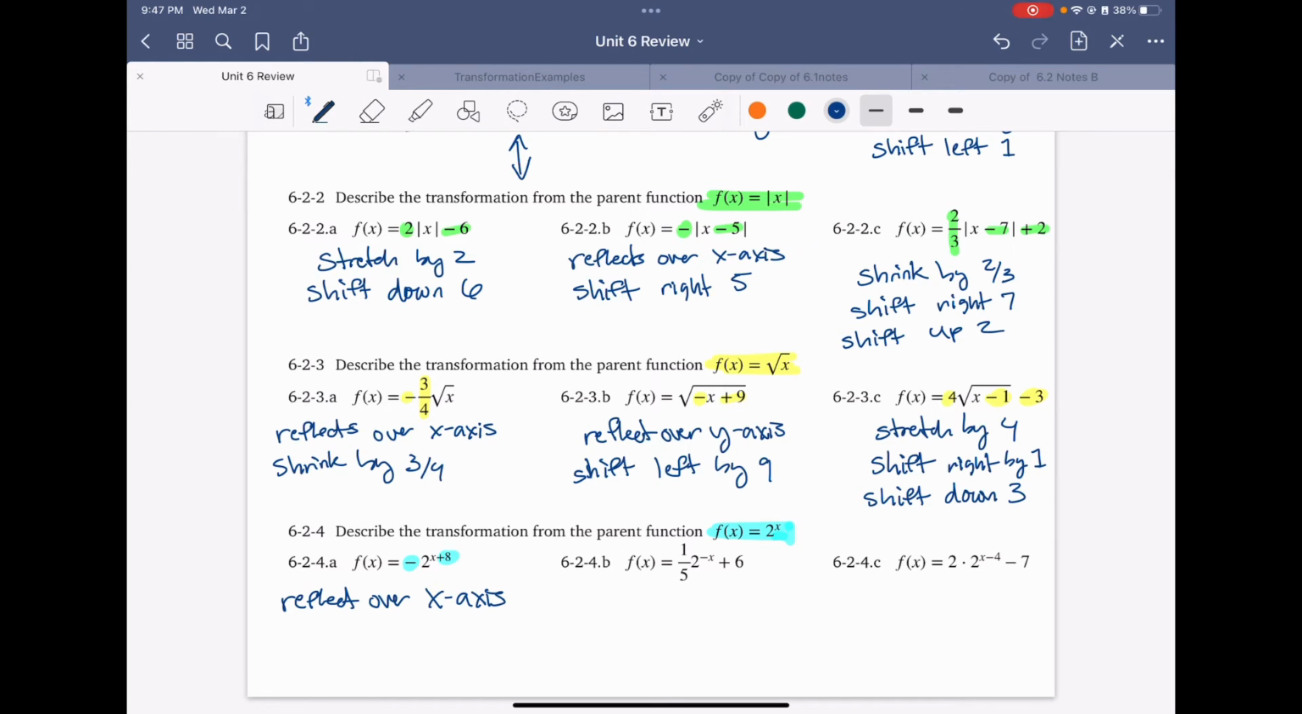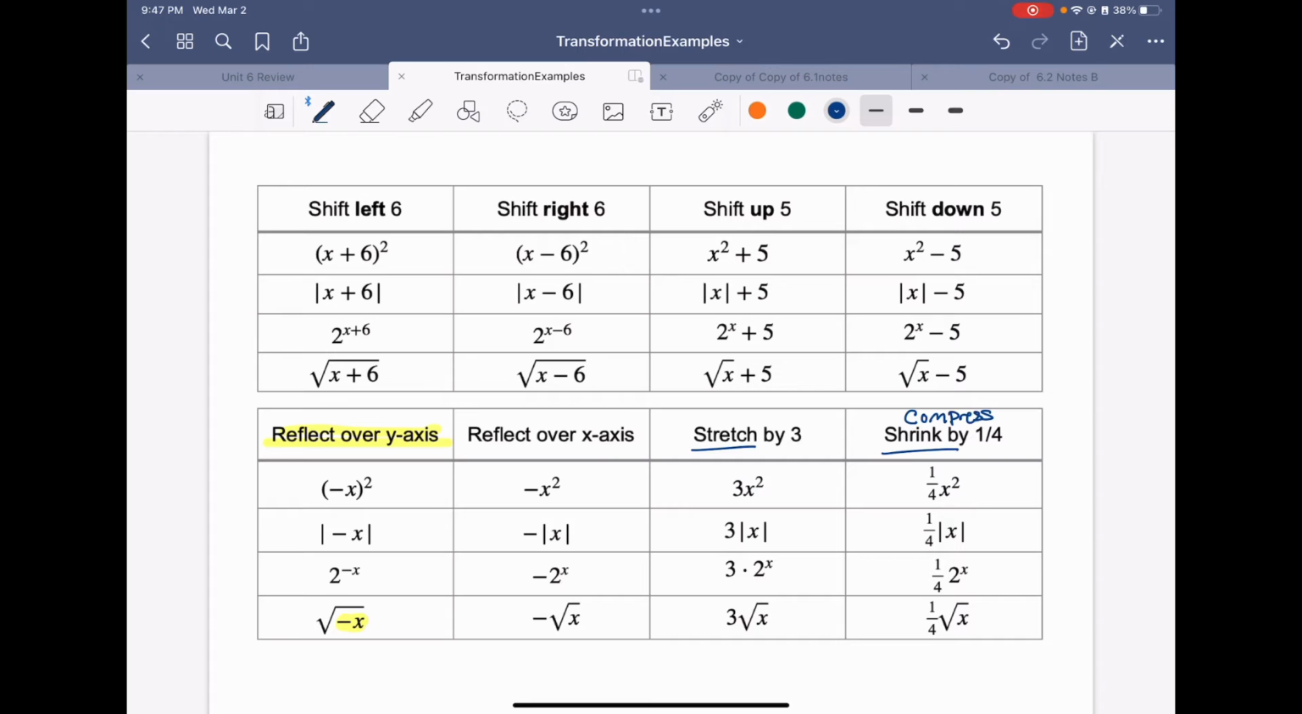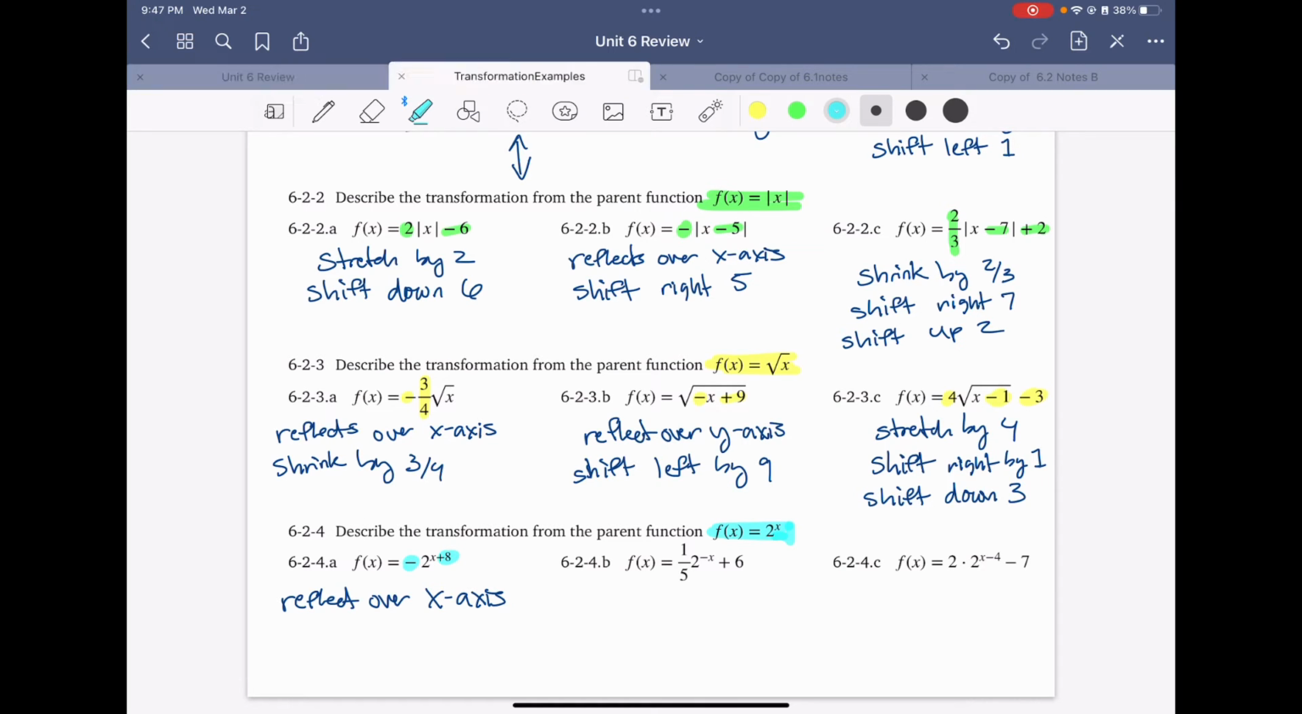So I'm going to go to the example page again. So it's up in the exponent. So if you can see, that kind of looks like right here. We have something up in the exponent, so that's going to be a shift left. Okay, so shift left 8.